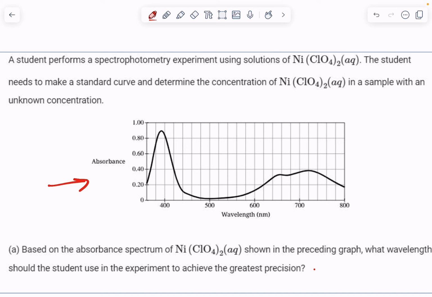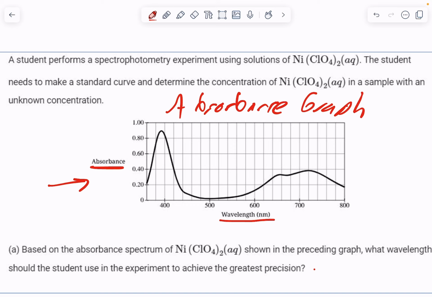So this is a spectrophotometry absorbance graph, where it relates the absorbance to the wavelength. Based on the absorbance spectrum of the nickel perchlorate shown in the preceding graph, what wavelength should the student use in the experiment to achieve the greatest precision? When we're determining a wavelength for a particular compound like nickel perchlorate, we're looking for where the absorbance peak is the highest in that graph. So that would be right here. This is the peak we're looking for.